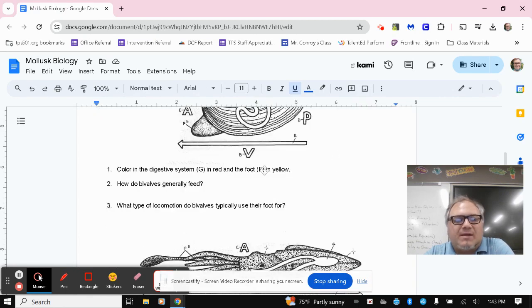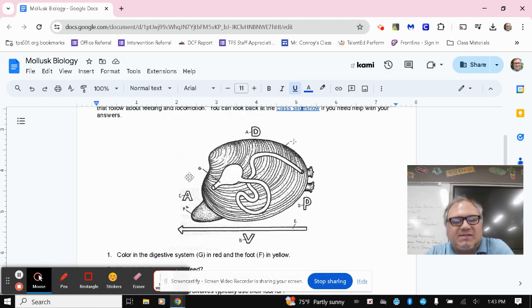So again, you'll have the first prompt, which is just to color in the digestive system and the foot. The digestive system is always labeled G. So again, like you can see here on the bivalve, the G is fairly tiny, but again, it's this whole system here. So again, this is the excurrent siphon. So this is the end of the intestinal tract. This would be equivalent to the stomach here. It's the digestive area. And this would be next to like the labial palps.